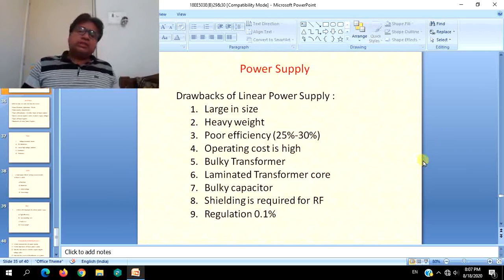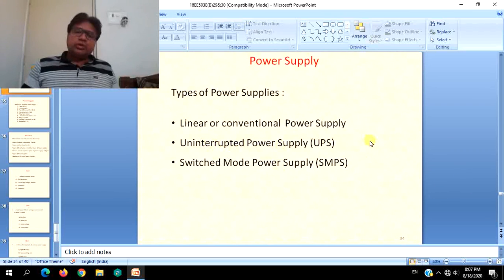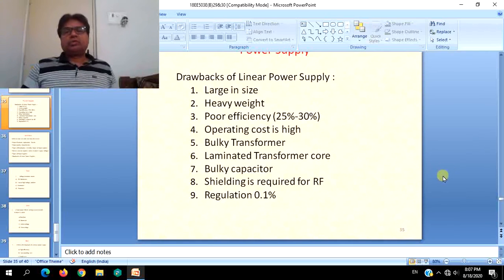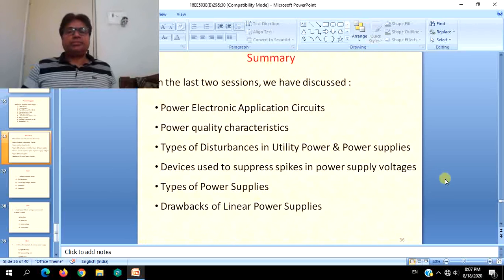So the drawbacks of the linear supply are these. Owing to these drawbacks, we will be switching over to UPS or SMPS. Drawbacks of the linear power supply are large size, heavy weight, poor efficiency, very low at 25 to 30%, and high operating cost. As you are using a transformer, it becomes bulky. The laminated transformer core increases the cost. There are bulky capacitors, and shielding is required to eliminate radio frequency interference. Regulation is very high, 0.1%. So to avoid these drawbacks, we'll be using UPS and SMPS.